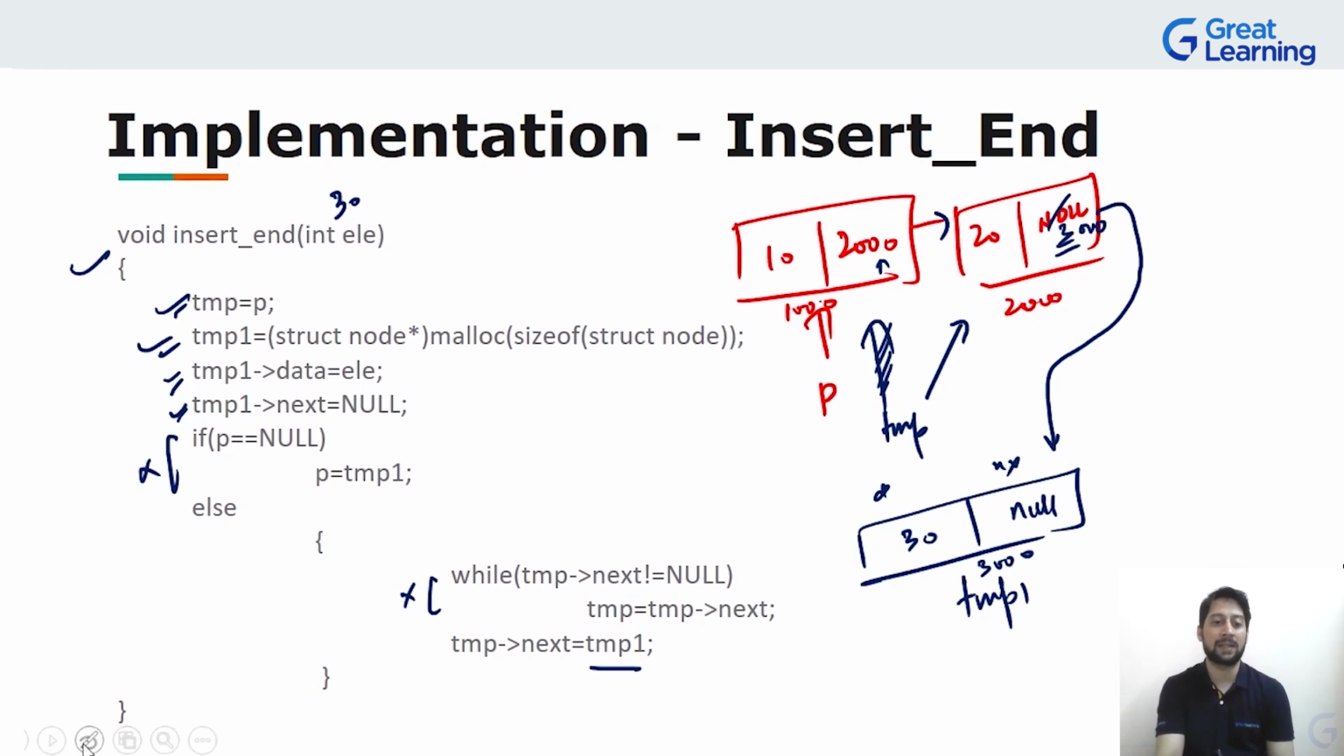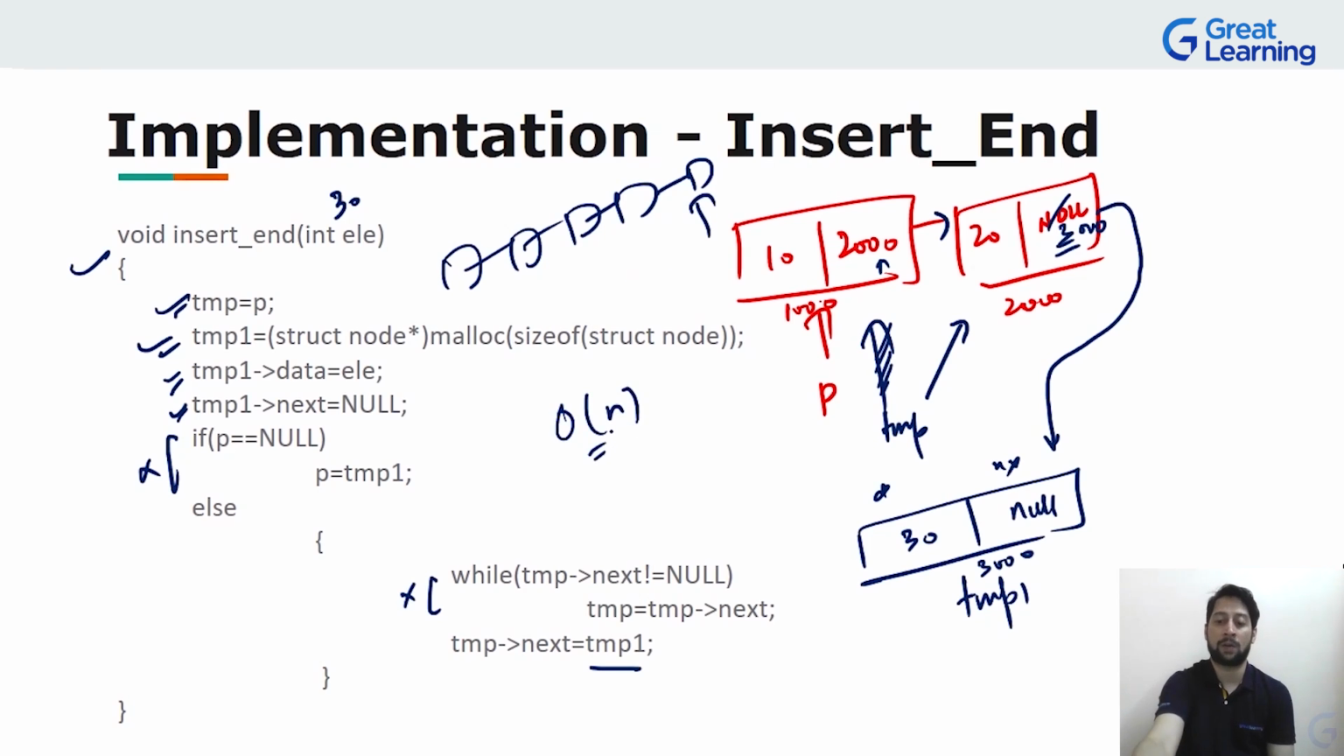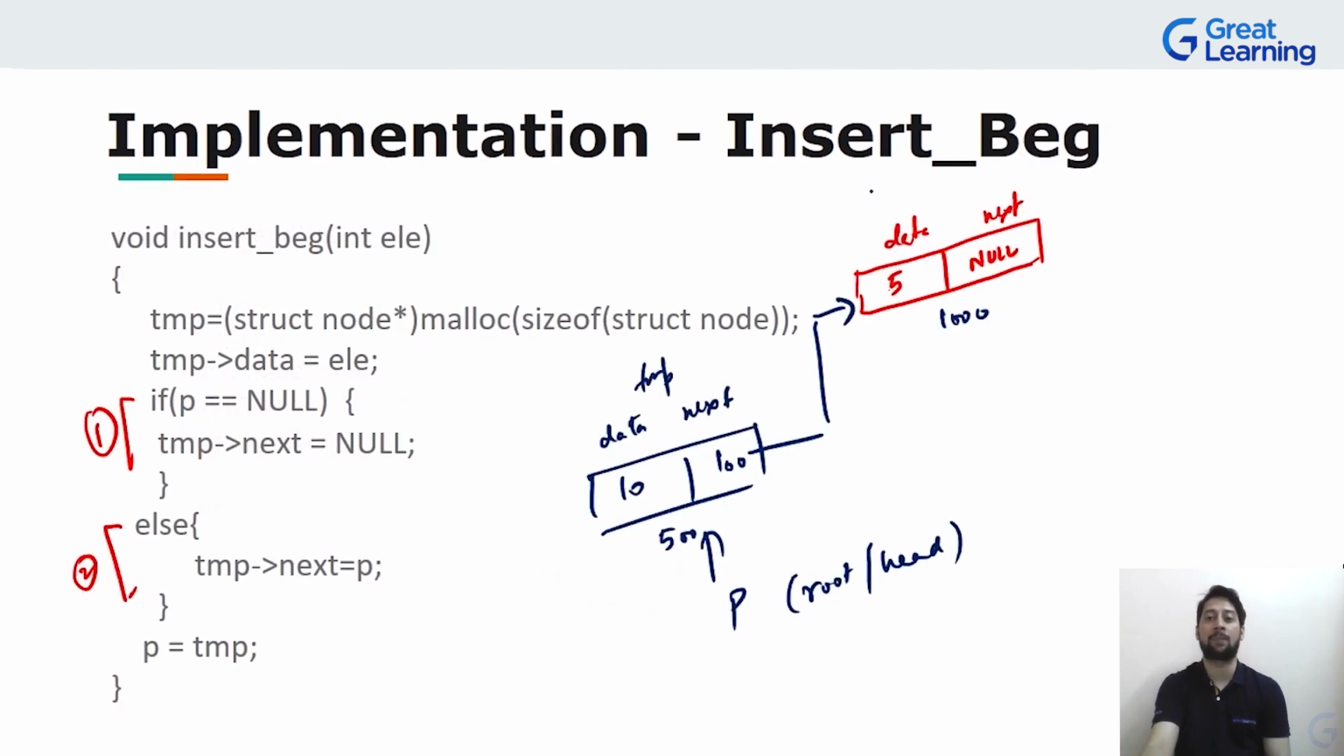Now, what will be the time complexity in this case? Since in the worst case we will be always traversing to the end of the list and inserting that element, the time complexity will be big O of n. Now, if we talk about the case wherein we were always storing at the beginning, the time complexity will be constant. We don't have to traverse anywhere, so in the worst case or in the best case, it will always be big O of 1.